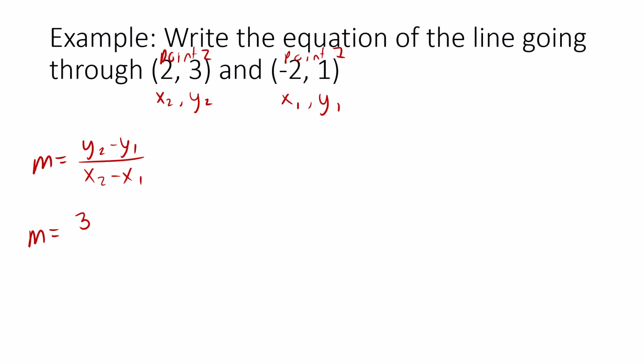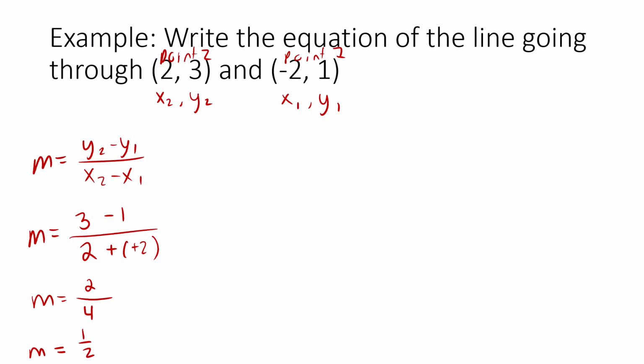So 3 minus 1 over 2 minus -2. 3 minus 1 is 2. And then remember, minusing a negative is adding a positive. So that would be 2 plus 2 is 4. And 2/4 does simplify to 1/2. So my slope is 1/2.